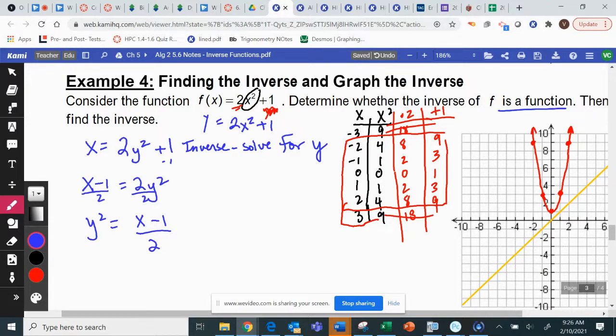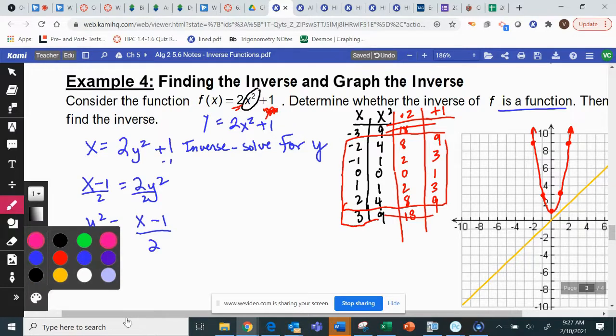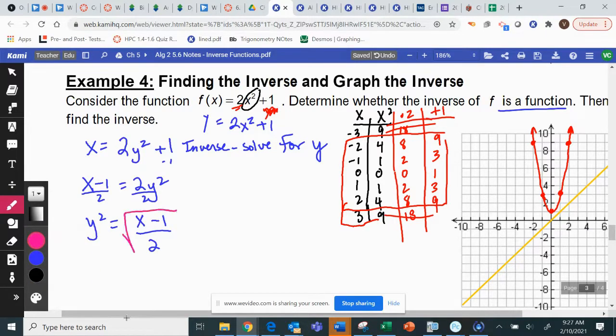What do I do next? Ashlyn, what do I do next? I'm going to square root. Now, there is a rule that when I square root, what also do I have to do? Well, I got to put a plus minus in. Very good. So now I have y equals plus minus square root of (x minus 1) over 2.